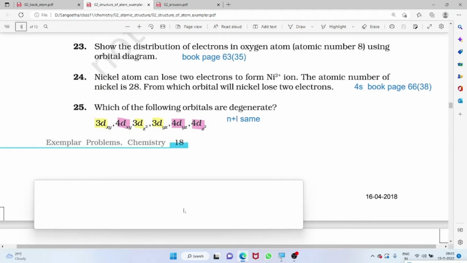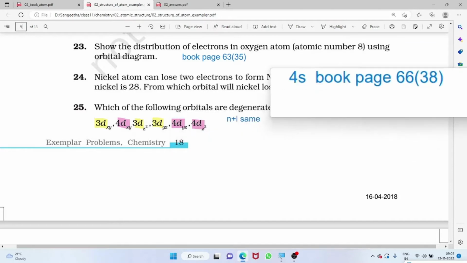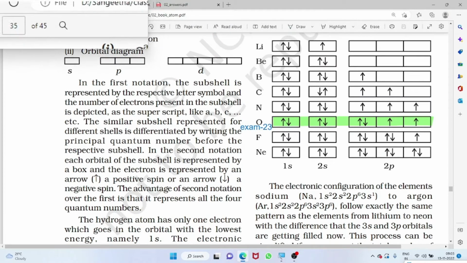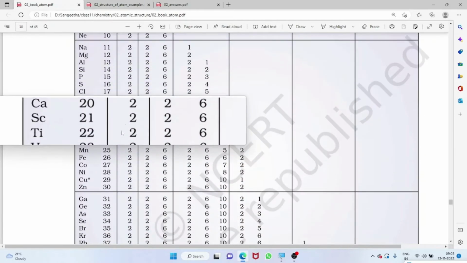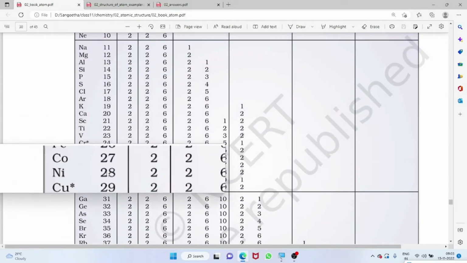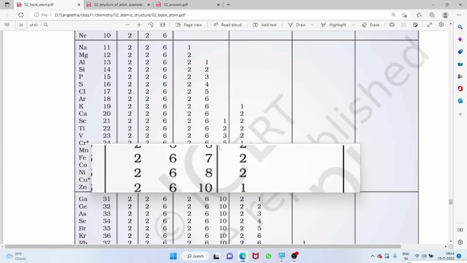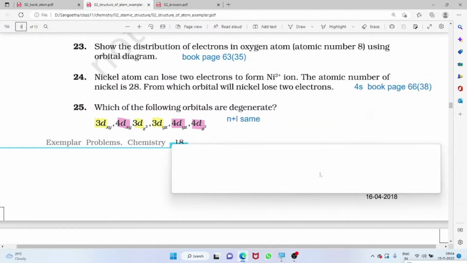Nickel atom can lose 2 electrons to form Ni2+ ion. The atomic number of nickel is 28. From which orbital will the nickel lose 2 electrons? So this is the Ni. So you see, it will lose from the 4s2. So it will lose from the 4s orbital.